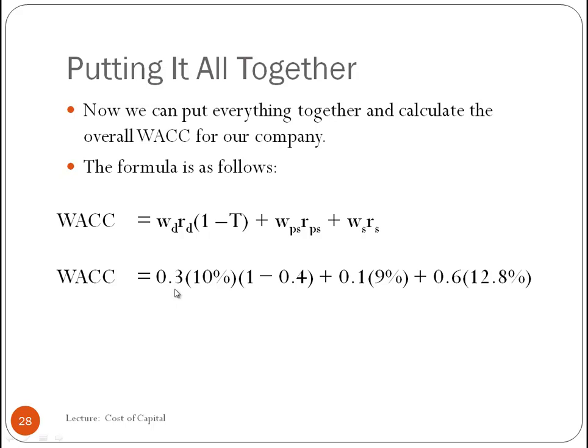So we could have easily just written this as, instead of 0.3, 30% times 10%. And this could have been, instead of 0.1, 10% times 9%. And 0.6 could have been 60%. So it's the same math. But just be careful. If you use 60, make sure it's percent and not 60. Otherwise, you're going to get some big numbers. All right, and when you crunch the numbers, you get about 10.4%. It's a blending of the three different costs, and that is the weighted average cost of capital.